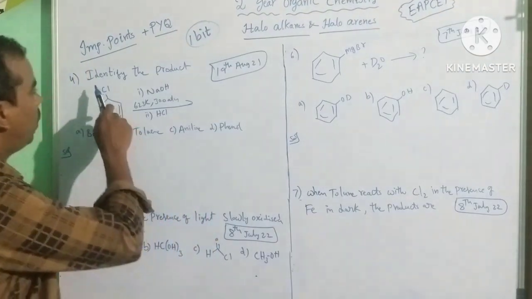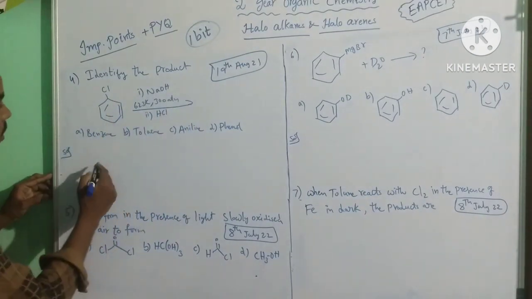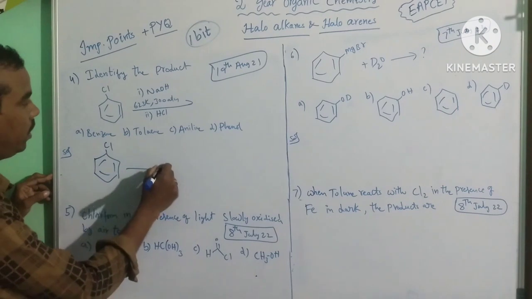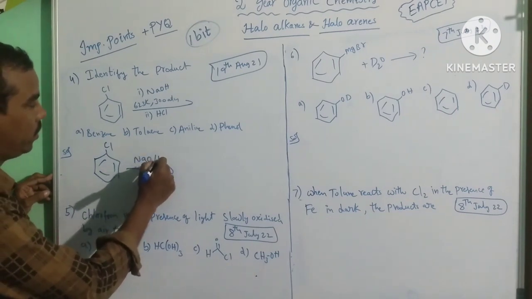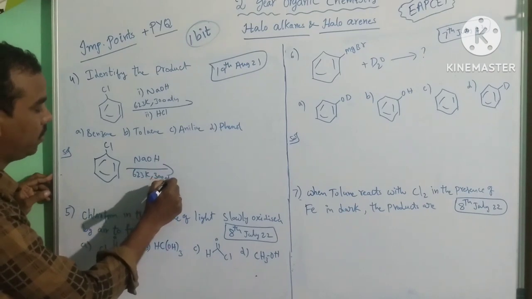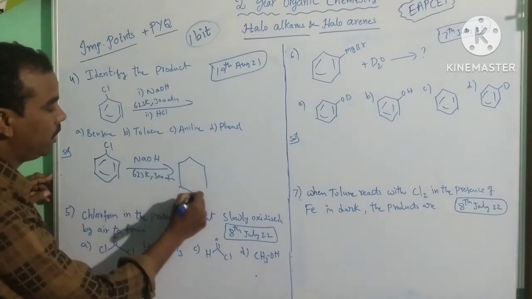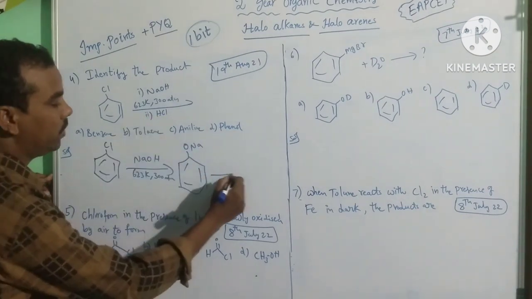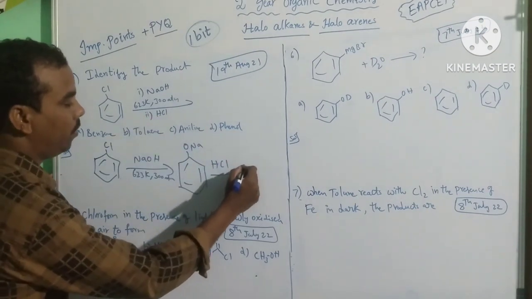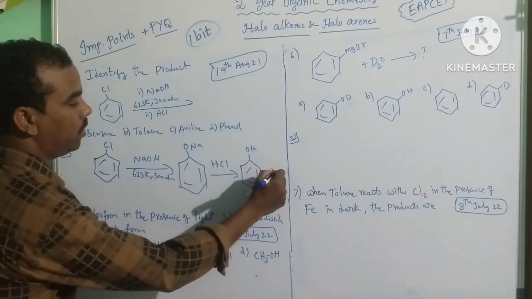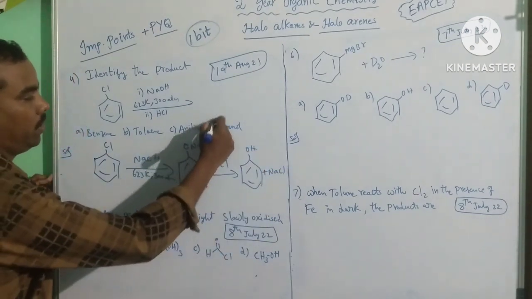The next question, identify the product. Here chlorobenzene is given. Chlorobenzene reacts with NaOH at 623 kelvins and 300 atmospheric pressure. Cl is replaced by ONa. Then it reacts with HCl, acid. It forms NaCl and phenol, OH plus NaCl. That means the main product is phenol. So option D is correct.